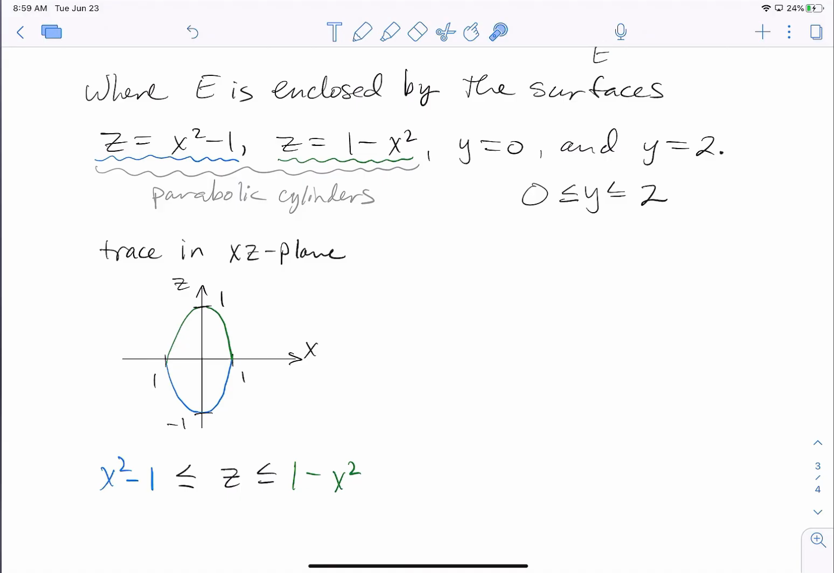What I'd like for you to do now is sketch the region in R3 and set up the integral. Come back when you have the setup done.